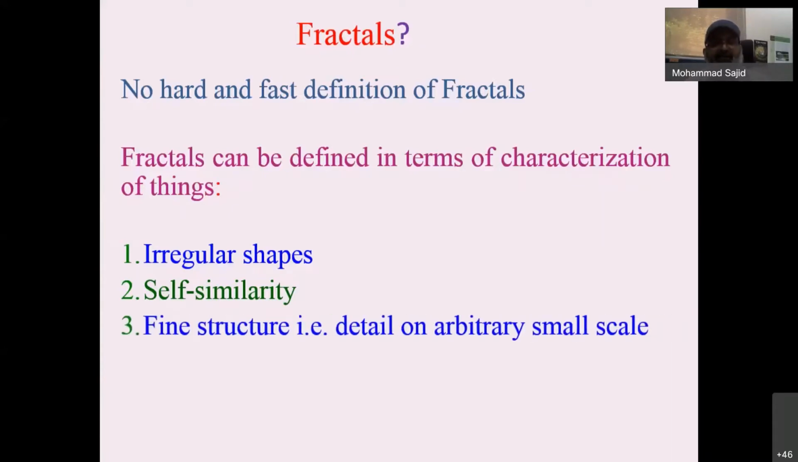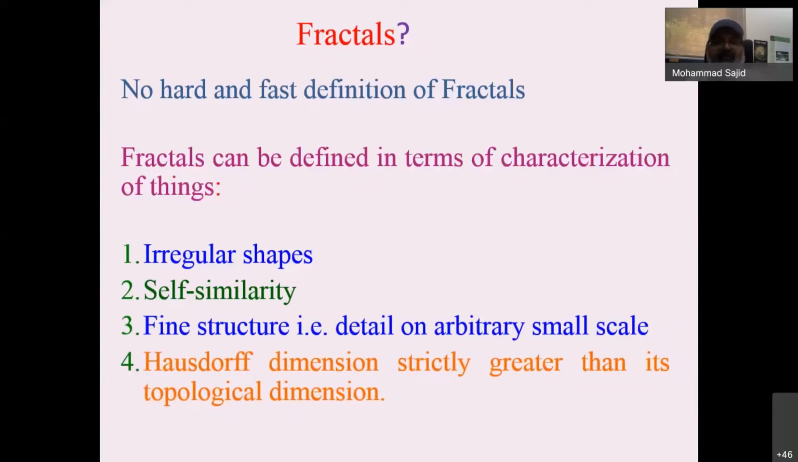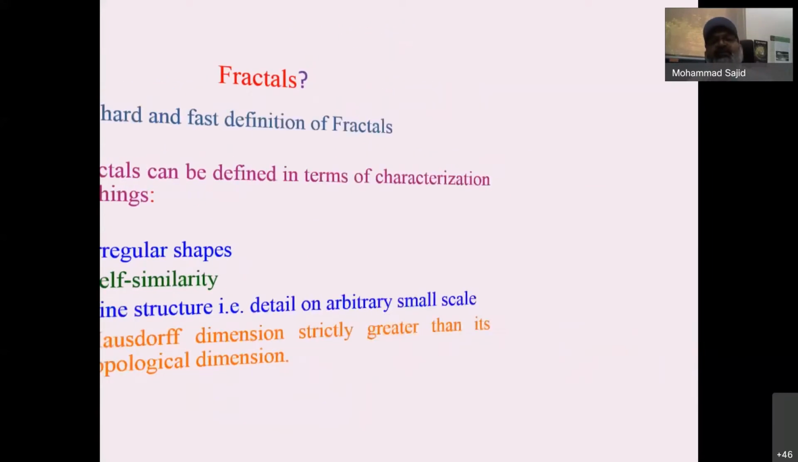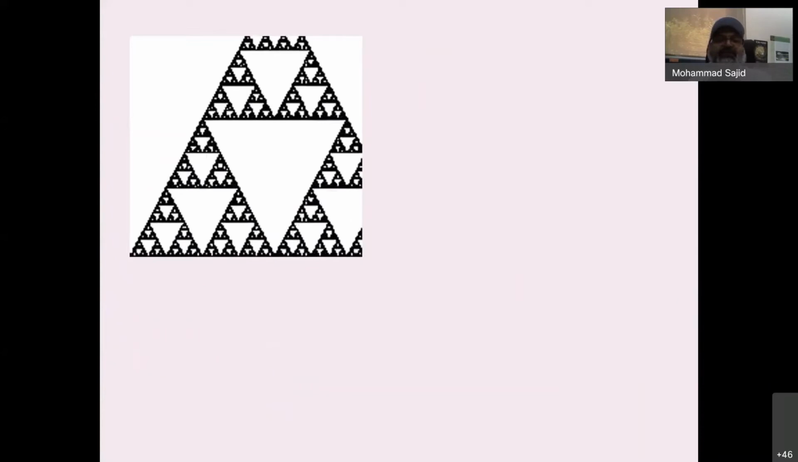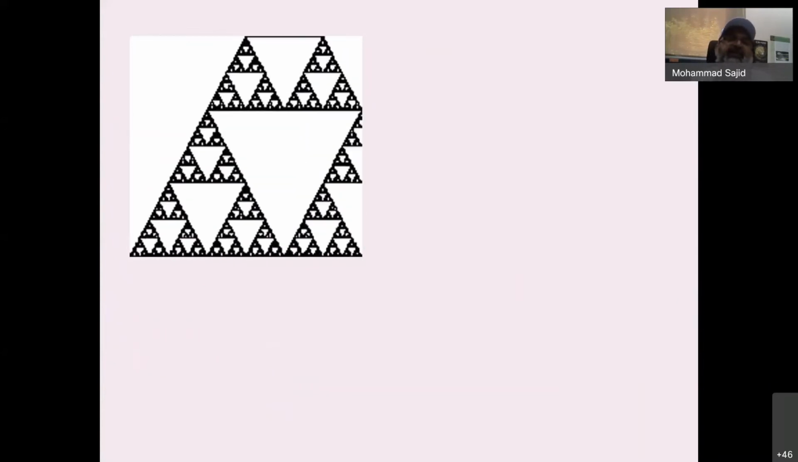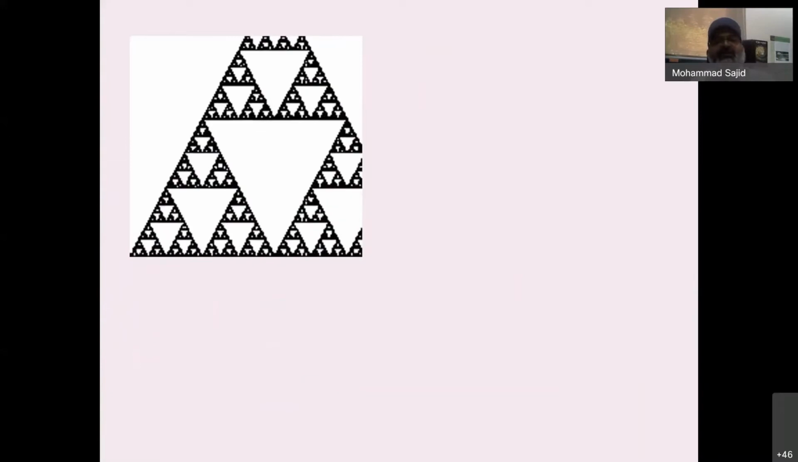Fine structures: if we have fine structure, there may be a fractal, and we have Hausdorff dimension strictly greater than its topological dimension. Whenever we see a pure mathematical thing, when we have sets or something like that, we can find the Hausdorff dimension and also the topological dimension, and if the Hausdorff dimension is strictly greater, then there may be a fractal. Based on this, we will see some pictures here. This first picture shows self-similarity. Inside that, you check that we have this line.